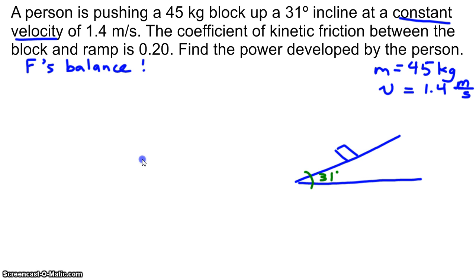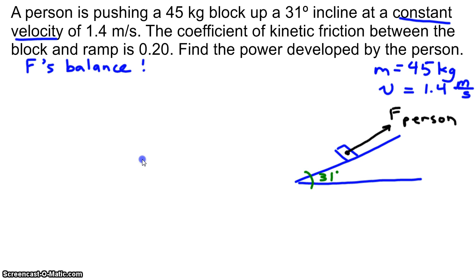This is not very well stated in the problem, but future problems will say something like, the person's force is directed up the ramp. So when you hear something like that, you'll know that we have a force by the person pushing up. And I'm going to call it F sub person, or maybe I'll shorten it to FP later, F sub P.